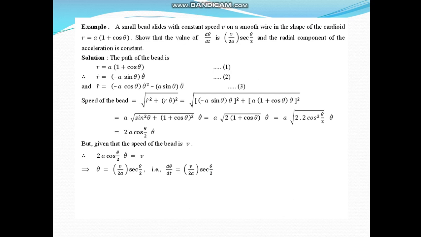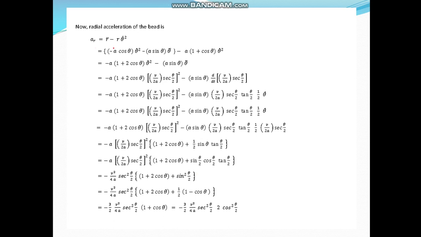And next: a small bead slides with constant speed v on a smooth wire in the shape of a cardioid. So the value of d theta by dt is this, and the radial component is constant. The path of the bead is this here. We have to find r dot, r double dot, and the speed of the bead, substituting all the values. But given that the speed of the bead is v, so this much quantity is v here. From here we can find theta dot. The result comes out as v by twice a sec theta by 2. And the radial acceleration r double dot is given by this formula.